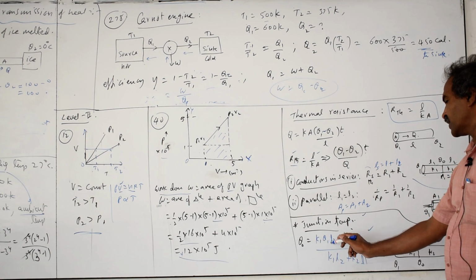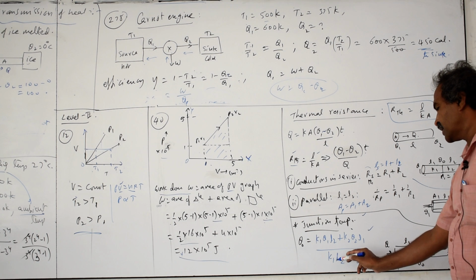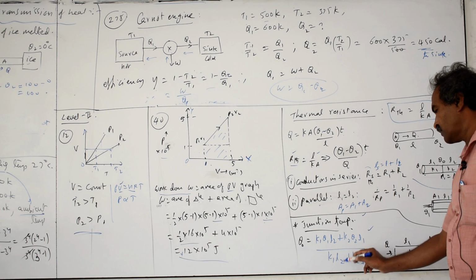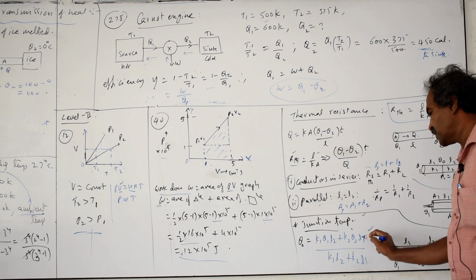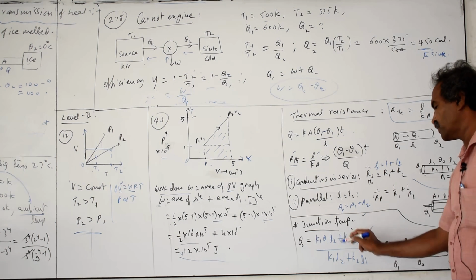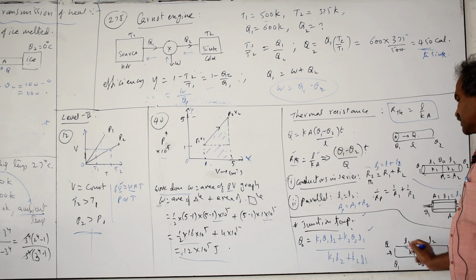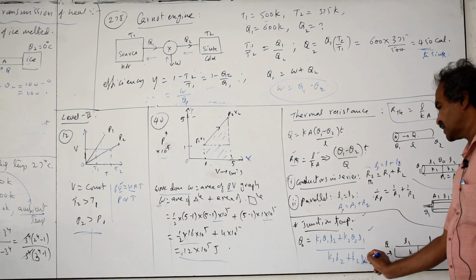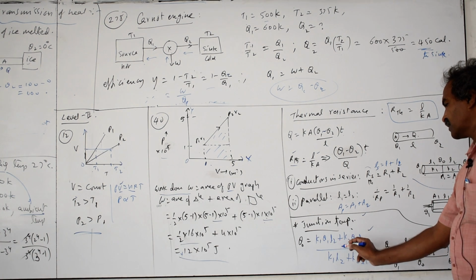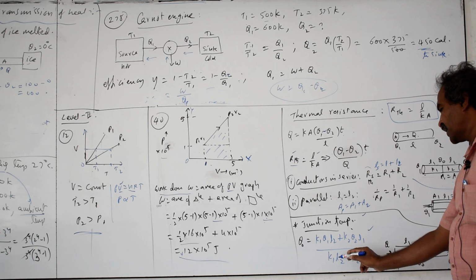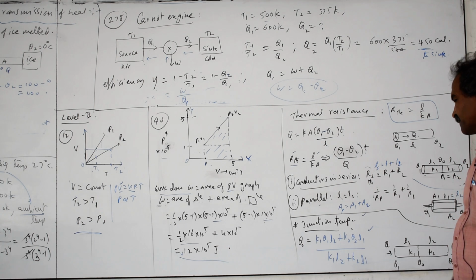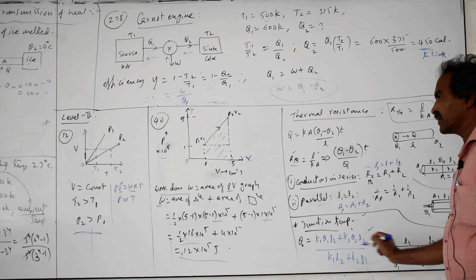θ0 = (K1 θ1 L2 + K2 θ2 L1) / (K1 L2 + K2 L1). If same lengths are given, meaning L1 equals L2, this L cancels, and the result you can modify as (K1 θ1 + K2 θ2) / (K1 + K2). Same conductors means K1 equals K2.